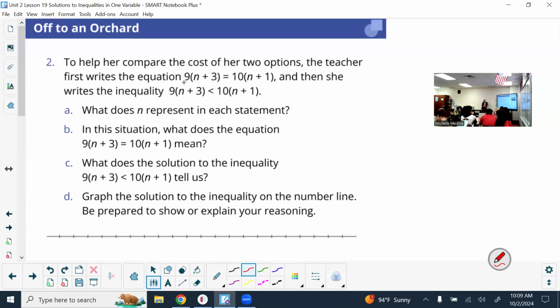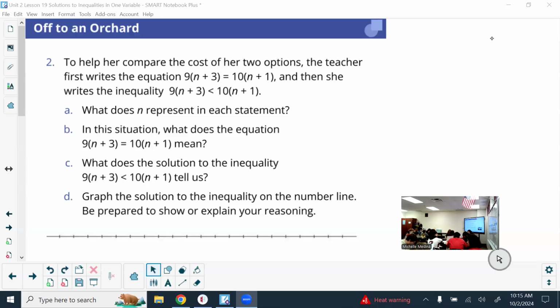And then she writes this inequality, so same thing as the equation, except not an equal sign, in the words, inequality. You need to answer these questions in your groups and be prepared to share no matter who is called on in your group. So make sure everyone knows. So you have to answer, what does the n represent in each statement? What does it mean when it's an equation? As in, what does solving it tell us? And what does it tell us when it's an inequality? Okay, graph the solution, so then actually solve it, follow those steps that we've learned before. And I'll give you 4 minutes to do that. So table 7, what does the n represent in each statement?